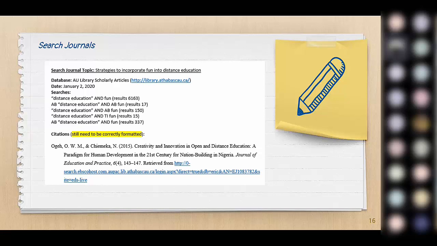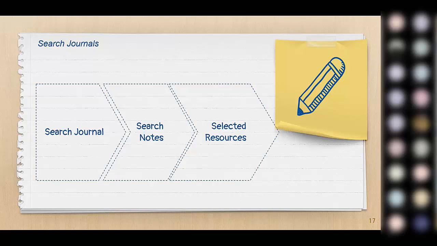So looking closer, I identify where, when, and what I searched and what's missing. Correctly formatting citations can come later. I've highlighted this note to indicate that it still needs to be correctly formatted. You'll do lots of searching, journal your searches, read abstracts and full articles, and make search notes on individual resources, and then make a short list of selected resources for your current assignment.